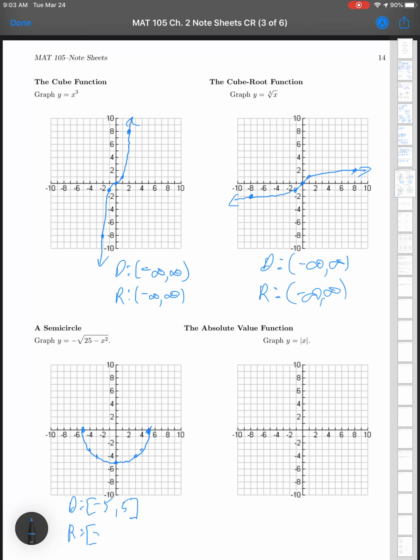For the range, the lowest the graph goes is -5 down here, right? And then the highest it goes is at these 2 points, which is at 0, y equals 0. So the range is -infinity to 0.